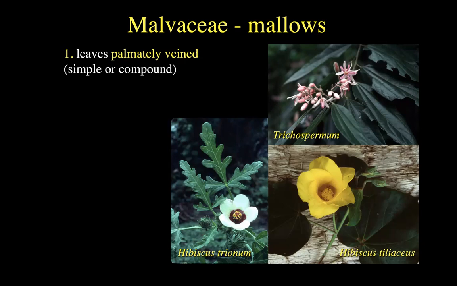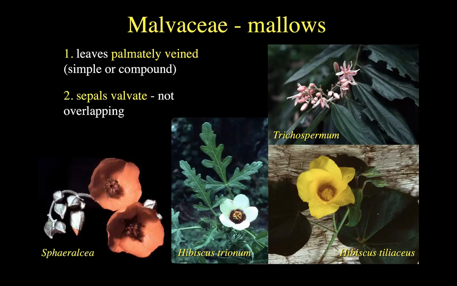So all Malvaceae share having leaves that are palmately veined. They could be simple or compound, but it's always palmate, like you see here on the two lower hibiscuses. The sepals are what are called valvate, not overlapping. So this is actually one of our native genera, Sphaeralcea. And can you kind of see how the sepals look like they were sewed together and they don't overlap at all? They kind of look like there's a little puncture where they come together. That's what that means.